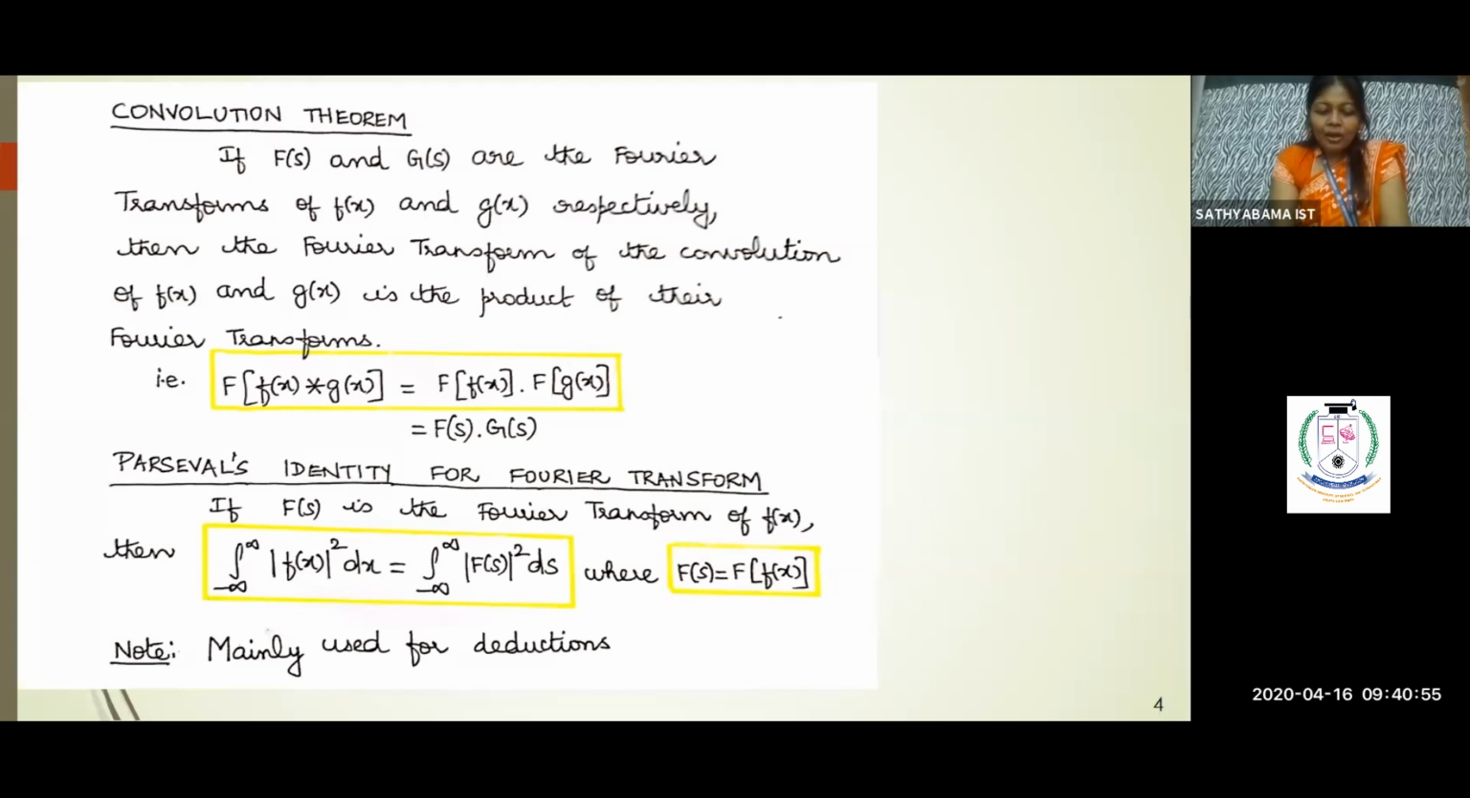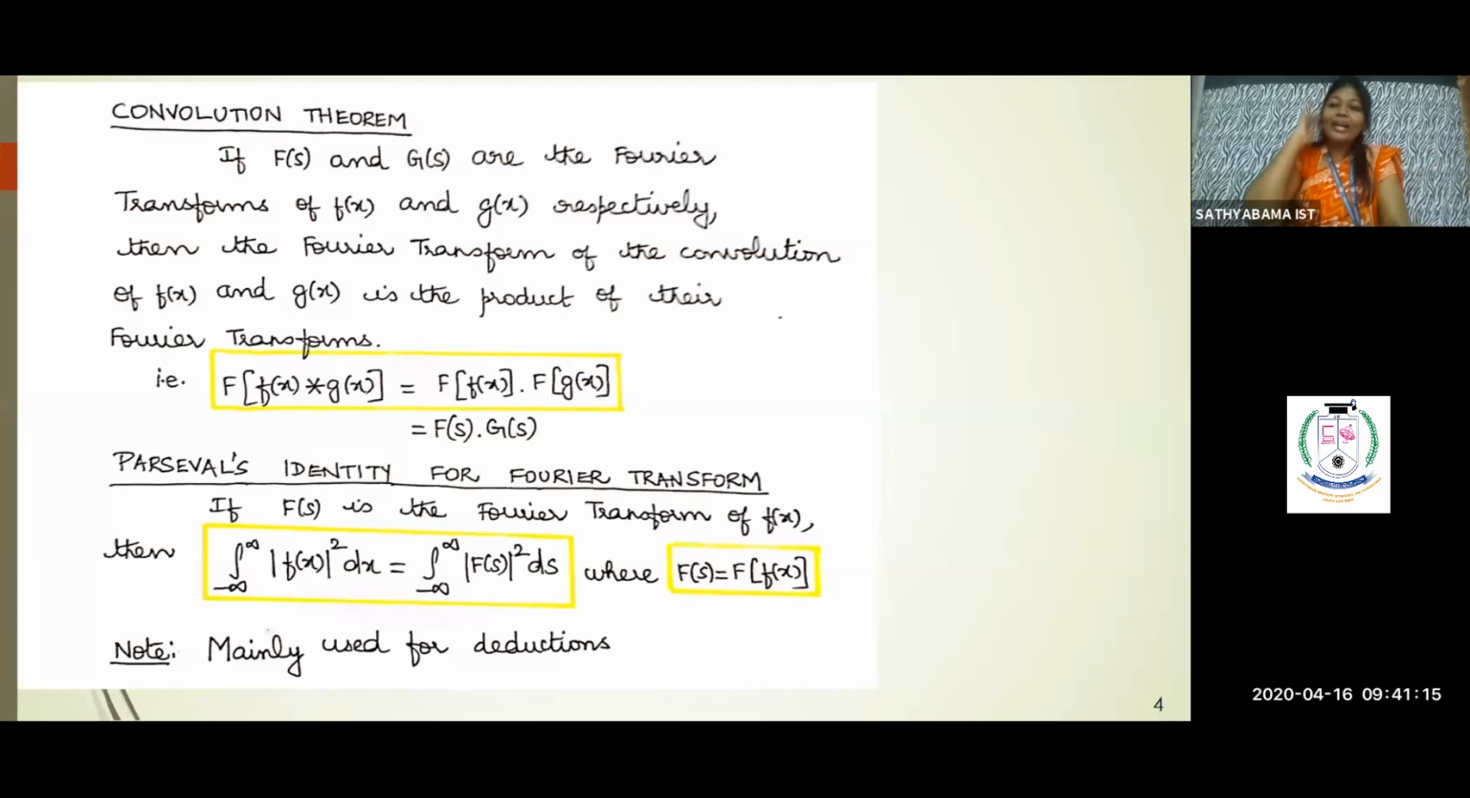Fine. Now, will you remember this? This is really important. The integral from minus infinity to plus infinity of modulus of f of x squared dx is the same as the integral from minus infinity to plus infinity of modulus of F of s squared ds. Where what is F of s? It's the Fourier transform of f of x.